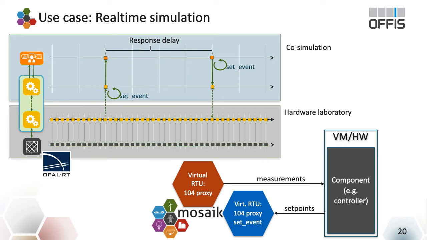And here in this example, it's like a human in the loop scenario where an operator has to interact with a simulation, and then it's sufficient to use Mosaic for some part of these systems. And another example for these set event external triggering is also an efficient implementation of standard protocols, so that you really can use a 104 interface to integrate a Mosaic simulation with components in your laboratory.